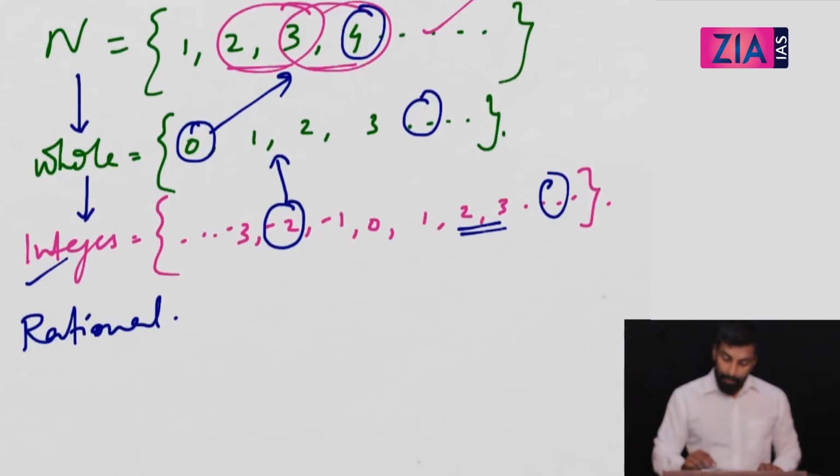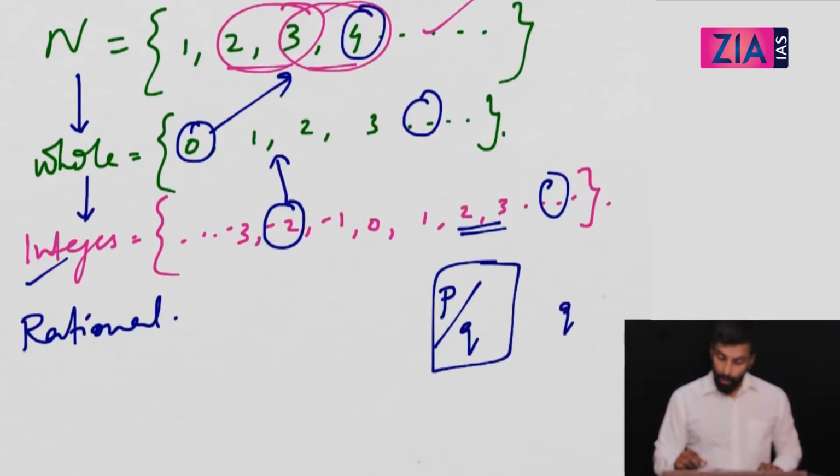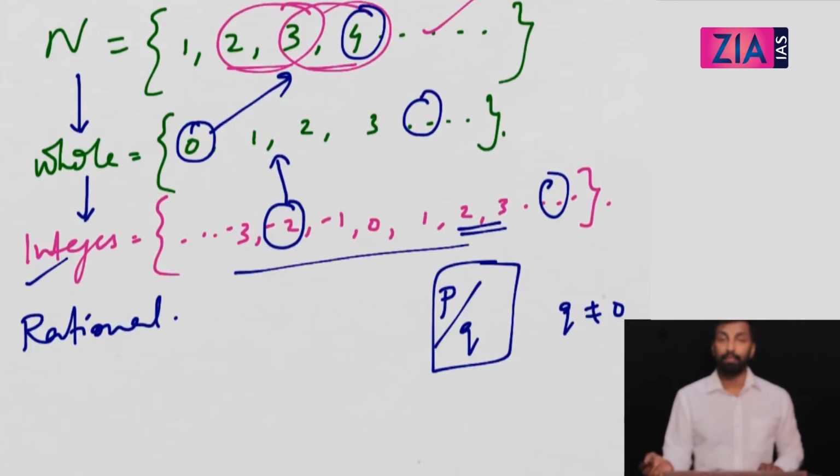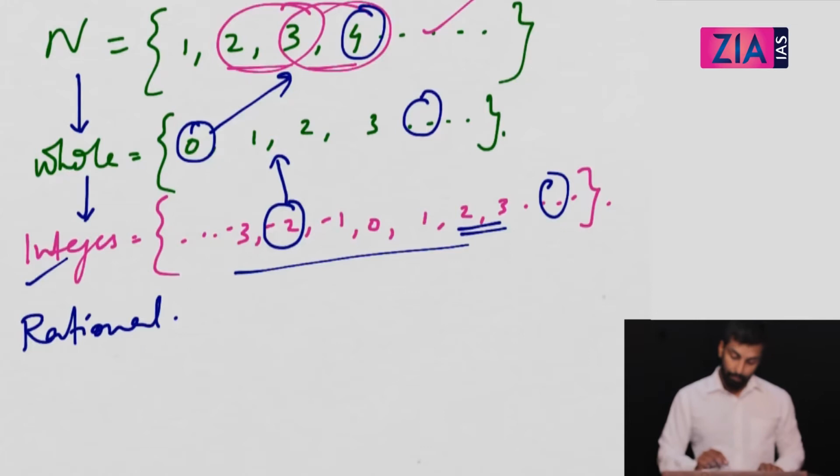So rational numbers are basically those numbers which are in the form p by q, where q is not equal to 0, and p and q are integers. So p and q can be any number from the integers, and q should not be 0. That is a condition. All these numbers are rational numbers. What are those? Like 2 by 3, 3 by 4, etc. These are rational numbers.